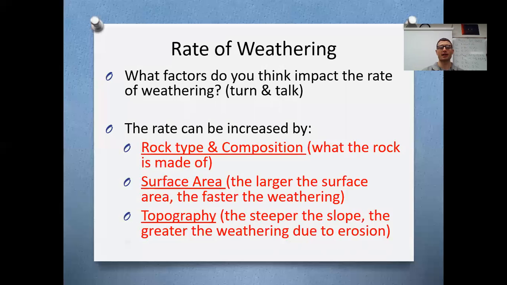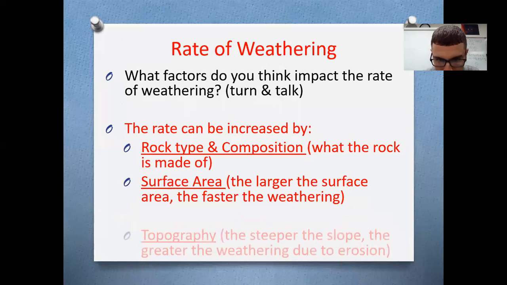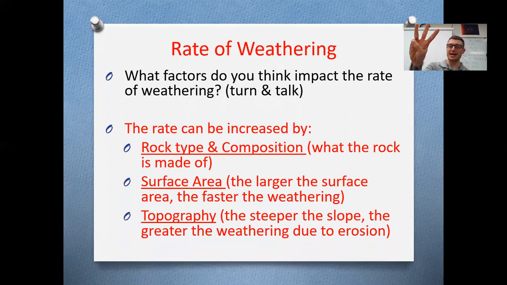Last thing of the day I want you guys to know is what increases the rate of weathering. Last thing on page 3, it's going to be rock type and composition, guys. What the rock's made of affects how fast it can dissolve and break down. It's going to be surface area. The more surface area a rock has, the faster it'll break down as well. And then topography, guys, we'll get into that tomorrow.